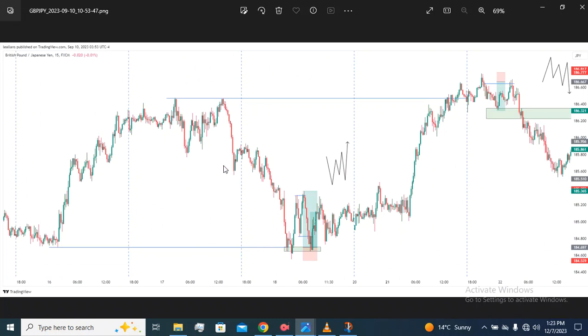Now, as you can see, these lines here. This one, this one also here. These lines are called period separators. TradingView has this feature whereby you can turn on these period separators for each day.